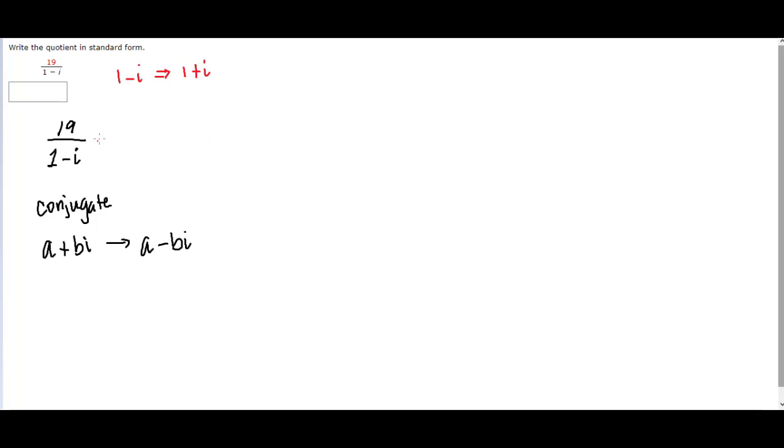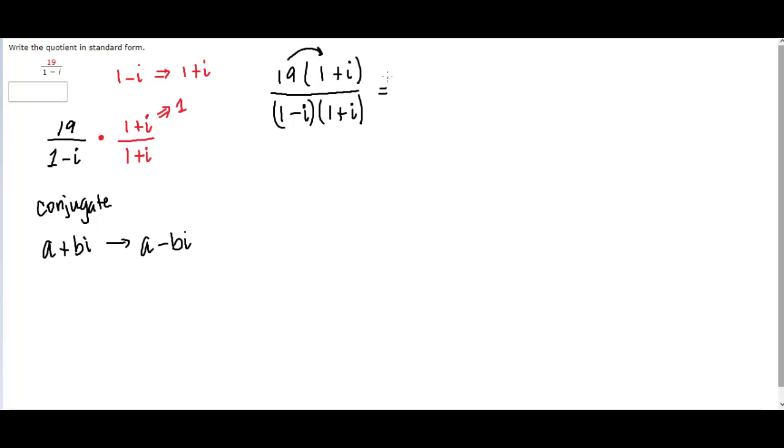And now what you do is you multiply by the conjugate over itself. Alright, so there's the denominator 1 plus i, and I also put 1 plus i in the numerator. And the reason we can do this is because this is a fraction that's equal to 1, right? And so we haven't changed anything when we do this. But when you multiply two conjugates, as you may have seen in previous problems, there are no imaginary numbers left. We take 19 times 1, and we get 19. And then we do 19 times i, and we get 19i.